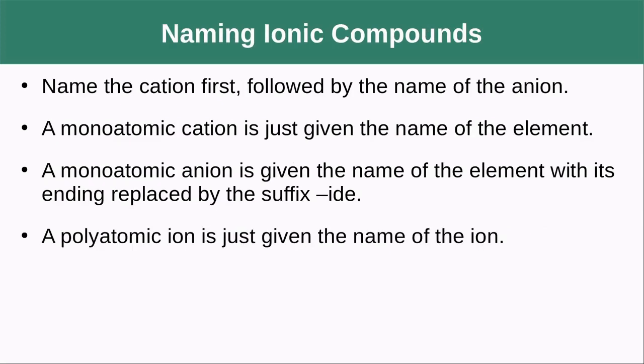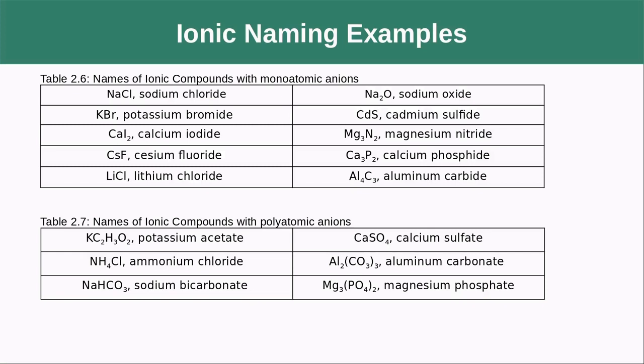Okay, when we're naming ionic compounds, we want to name the cation first, followed by the name of the anion. A monoatomic cation, so we only have one atom here, is just given the name of the element. A monoatomic anion is given the name of the element with its ending replaced with the suffix "ide." A polyatomic ion is just given the name of the ion. So let's look at some examples.